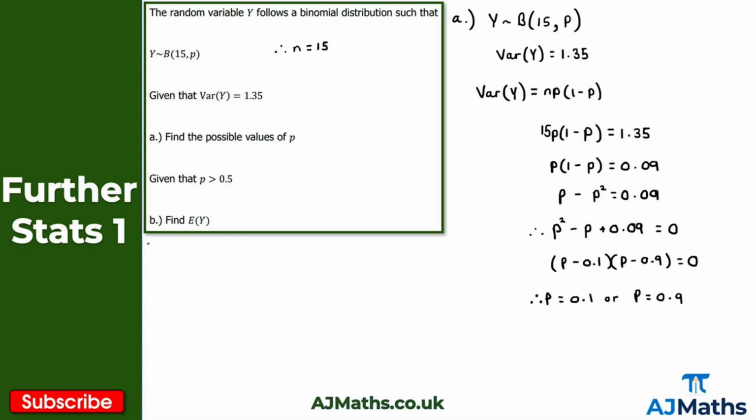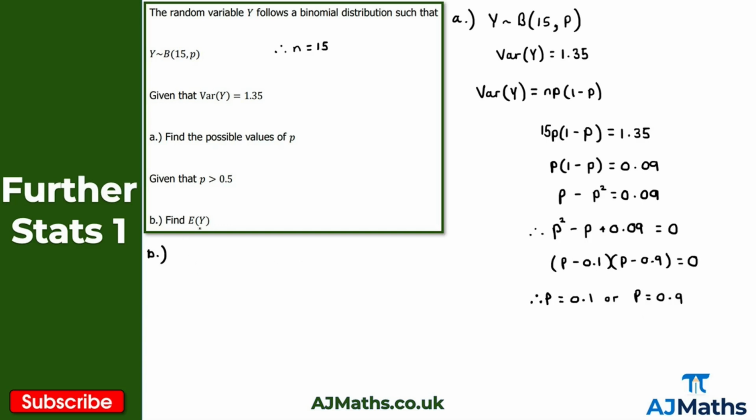So for part B, we're given a bit more information here. We're given that p is strictly greater than 0.5. So this condition here is important because it now means we can eliminate one of the values of p here, and we're going to eliminate this value of p here. So p can't be equal to 0.1 in this case. It must mean that p is equal to 0.9.